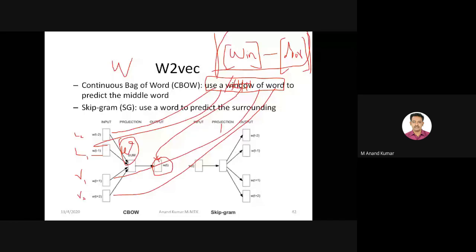Skipgram is the same here, but here we are giving only the word window. Take the same example: use the window of a word. I'm giving only the word window and hiding all the other words. I'm hiding the words "use" and "of" and so on, and asking the system to find out what the four words are. That is called the skipgram model.